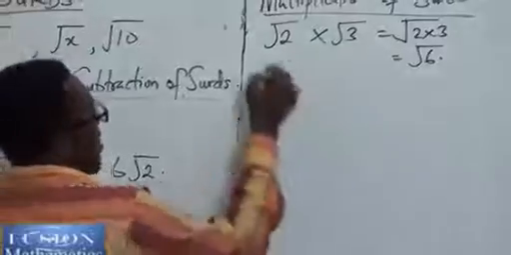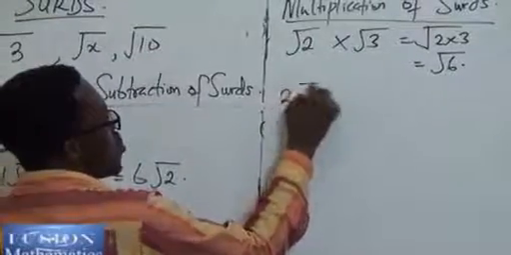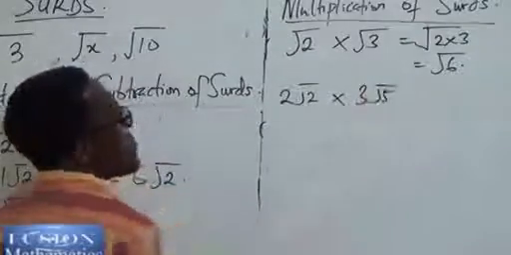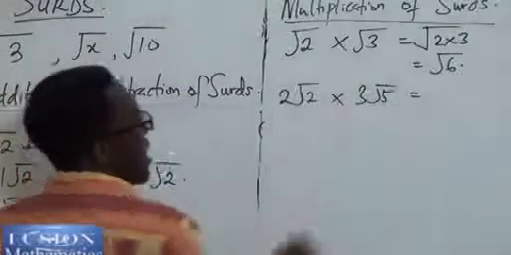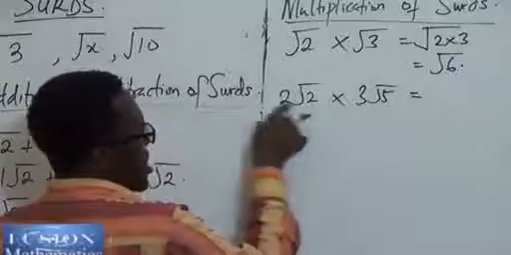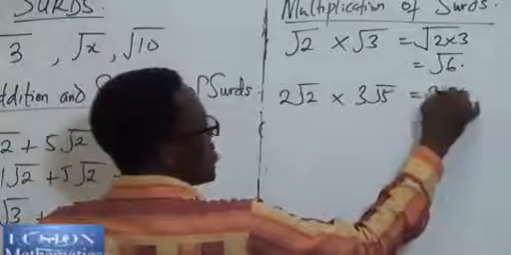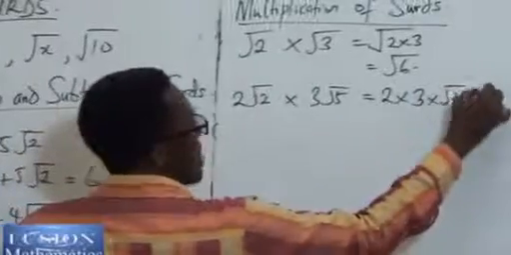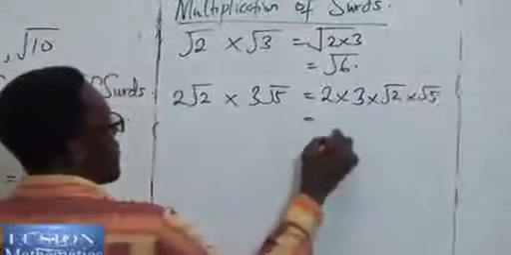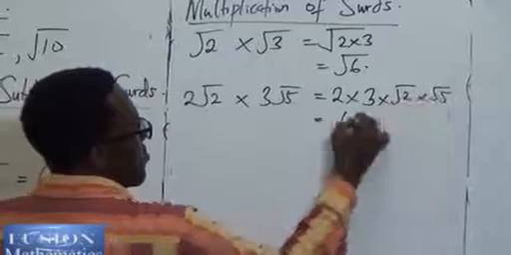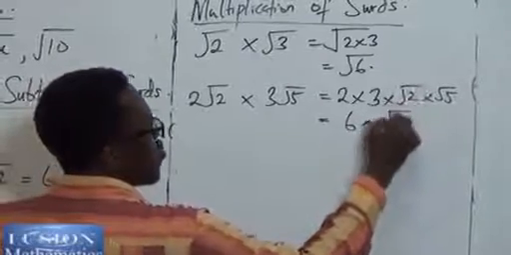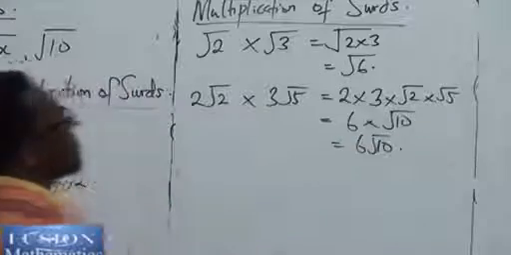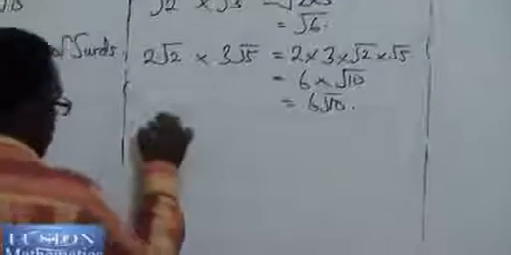If we have, for example, again, 2 root 2 multiplied by 3 root 5. Here, the coefficients will multiply themselves, like this 2 times 3, then the roots, root 2 times root 5. So this will give us 6, then multiplied by root 10, which is the same thing as 6 root 10. Let's look at division of surds.